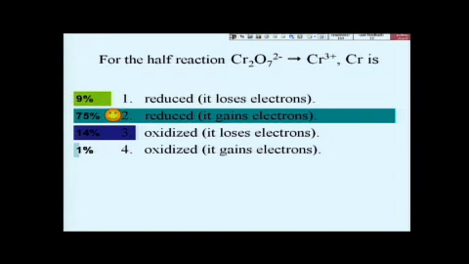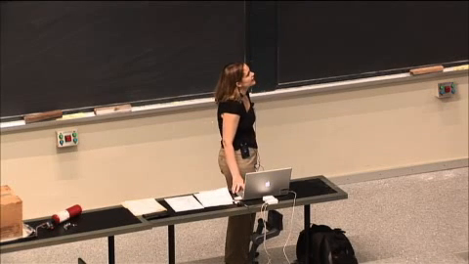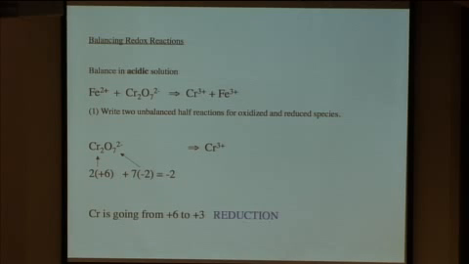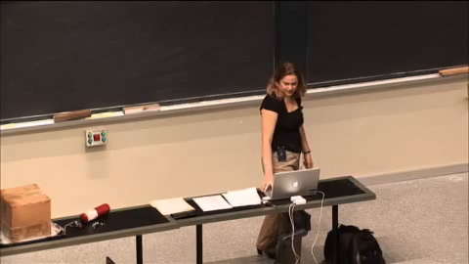Okay, people did pretty well on that one. Let's look at the answer to that. So let's go back to my PowerPoint. The oxidation number for oxygen here is -2. The overall charge on that is going to be -2. So you have to figure out what the math equals there. If you run through the math, you see that you're going from a +6 to a +3 state. So we have a reduction. Okay, 75% got that, good.